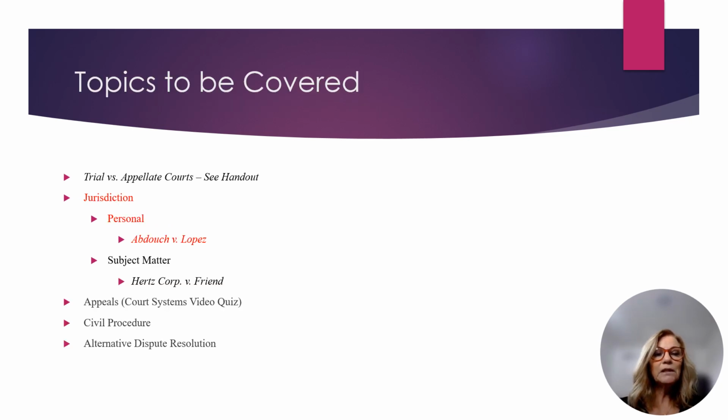So these are the hot topics to be covered in chapter two. The trial versus appellate courts, there should be a handout that you need to review that'll cover that. We're going to talk about personal jurisdiction. The next video, I'll talk about subject matter jurisdiction. Appeals and the court system will be in your court systems video quiz. And then we'll talk about civil procedure and alternative dispute resolution. Okay? So let's start with personal jurisdiction.